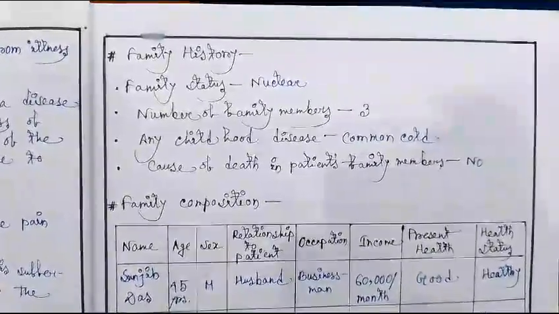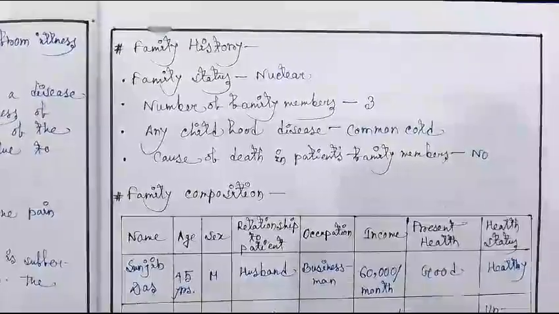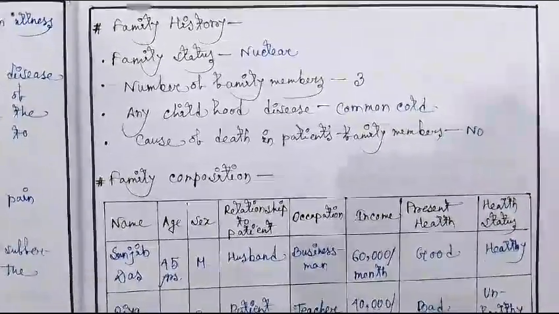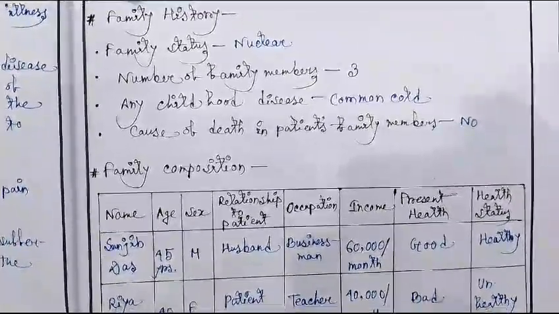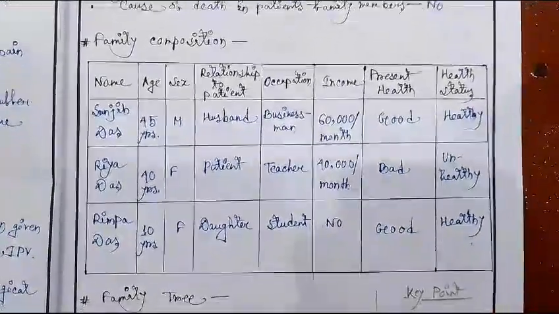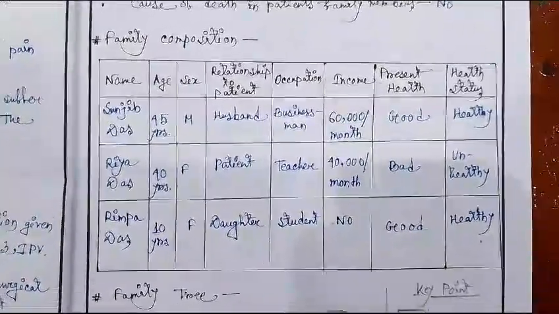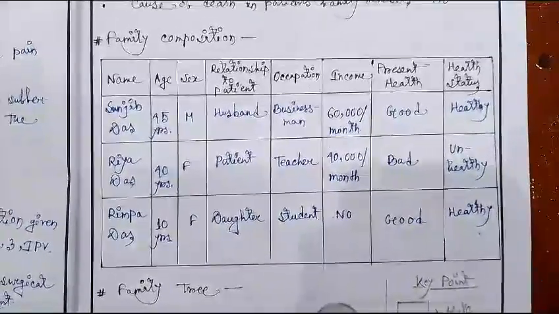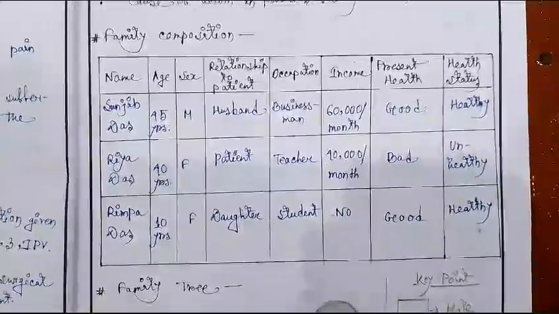Then we collect the family history of patient, that is family status, number of family members, any childhood disease, cause of death in patient's family members. Then we write the family composition, like how many members are present in their family, their names, age, sex, relationship to patient, occupation, income, present health and health status.